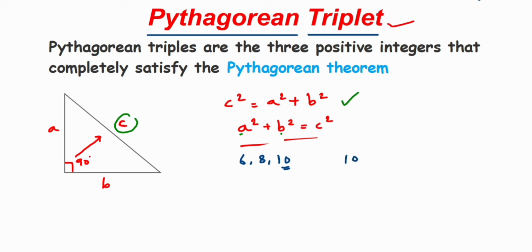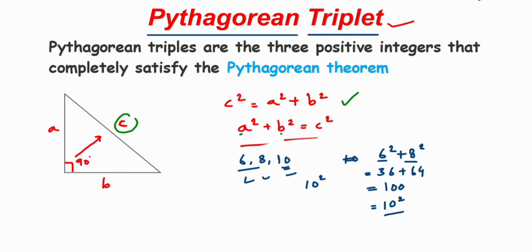So 10 square, or let us check it out like the other one, 6 square plus 8 square. We know that 6 square is 36 and 8 square is 64. When you add them, that is nothing but 100. And we know that 10 square is nothing but 100, right? So we can say that 6 square plus 8 square is equal to 10 square. So 6, 8 and 10 are nothing but a Pythagorean triplet. Remember, any three numbers cannot be Pythagorean triplets. We have to find them out.